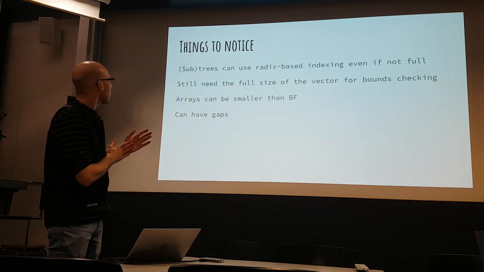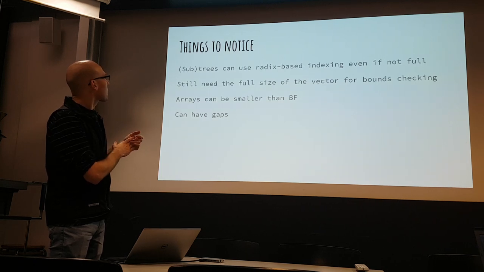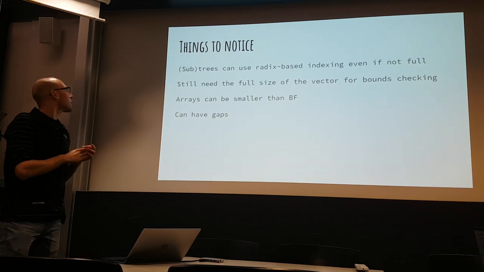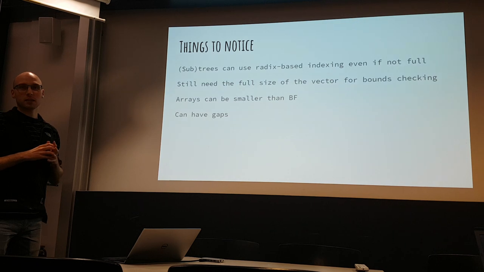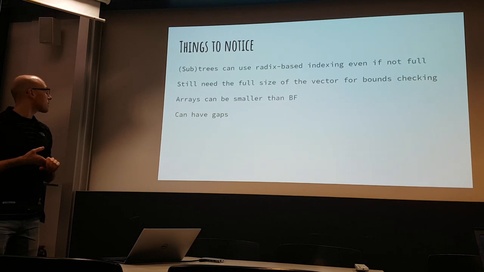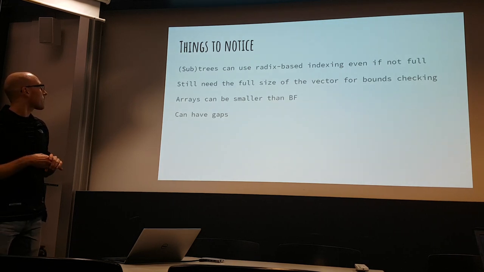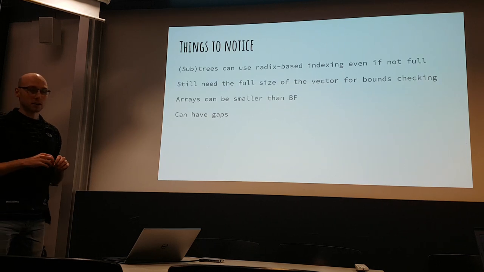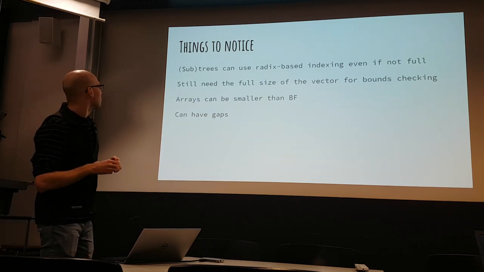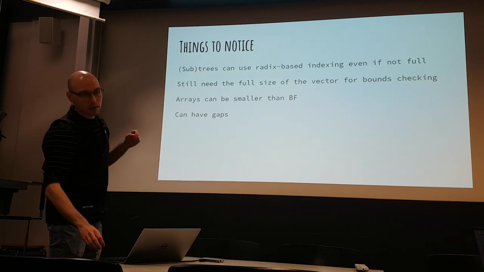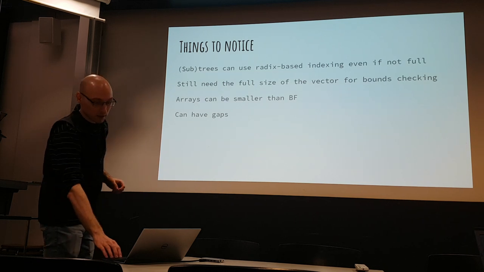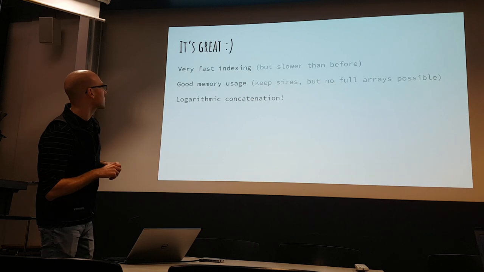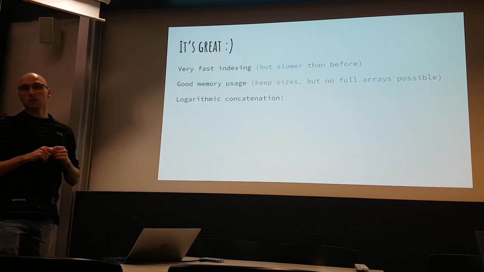So essentially, we can use the Radix-based indexing in the subgroups where we don't need the size. If we do need those sizes on the side, we need to look at them. But that means that we can have gaps. We can have arrays that are not full. And we still need to keep the actual full size of the vector for things like efficient bounds checking and whatnot. But that essentially allows us to get the concatenation working in logarithmic time.